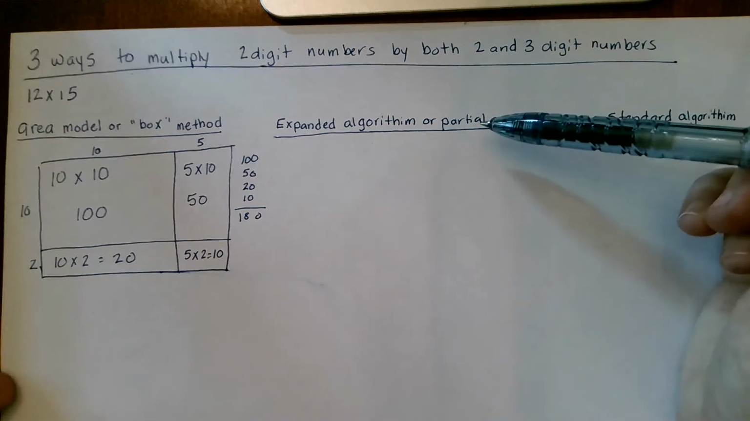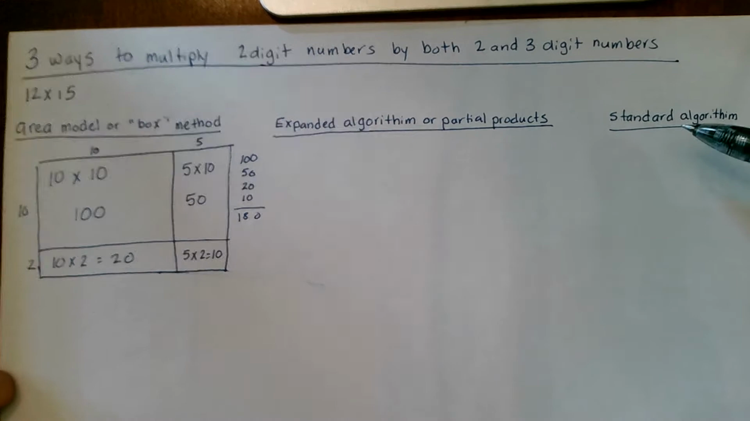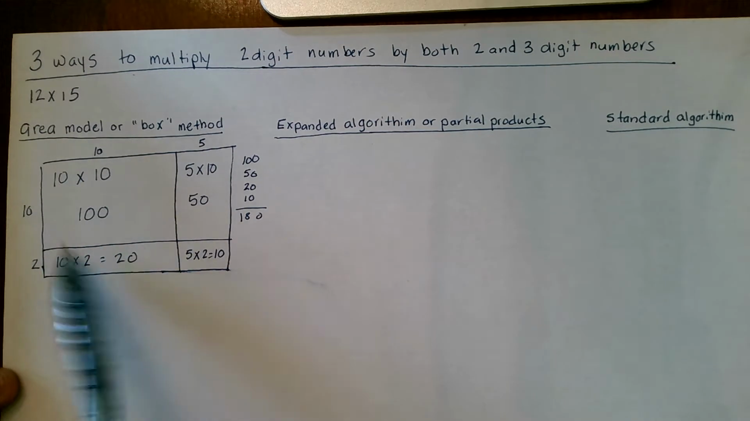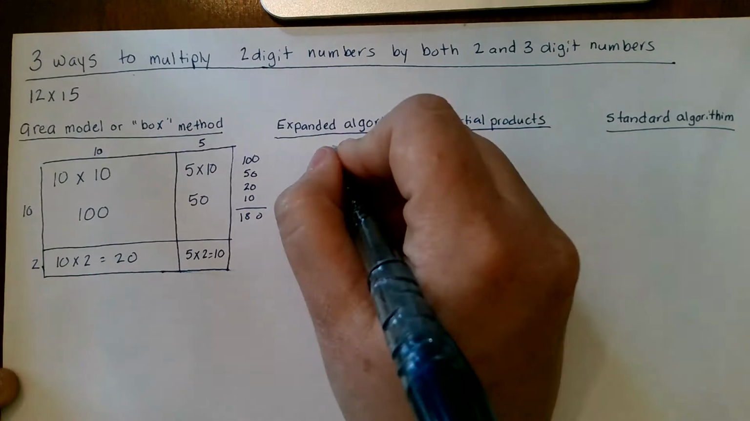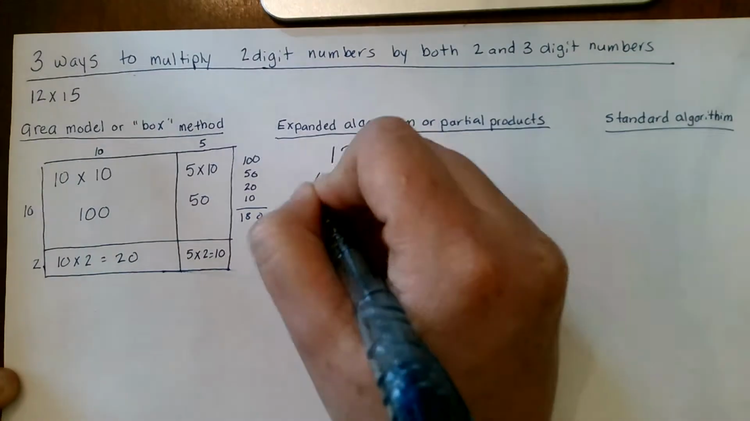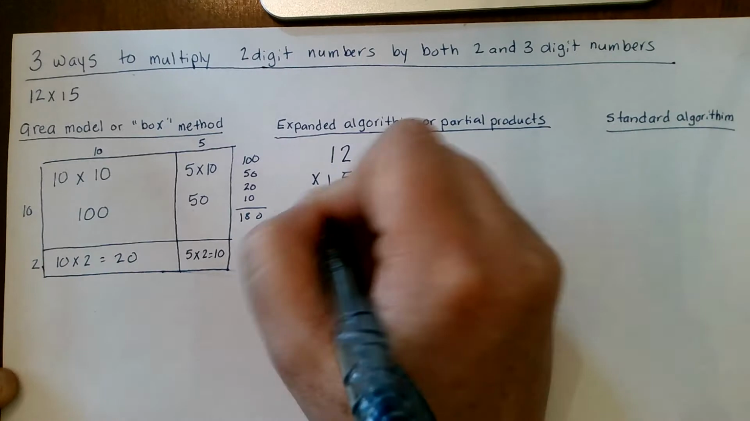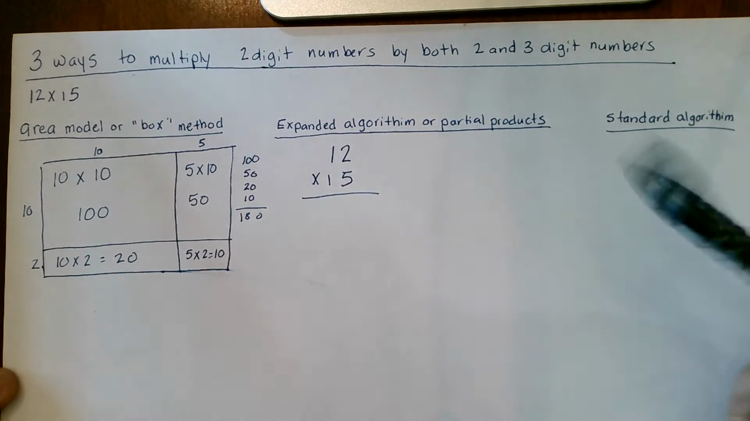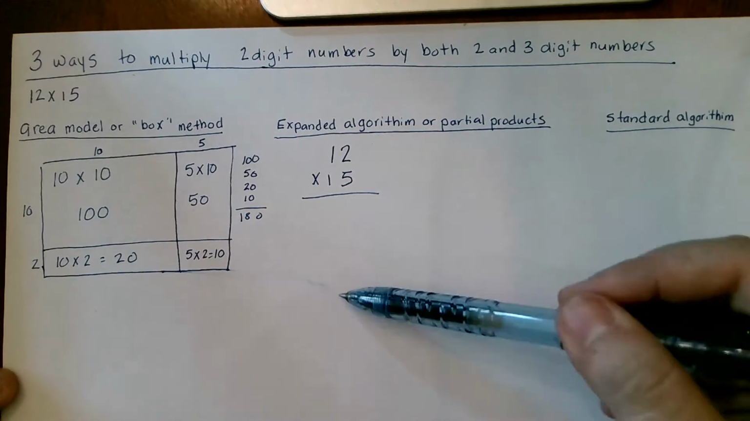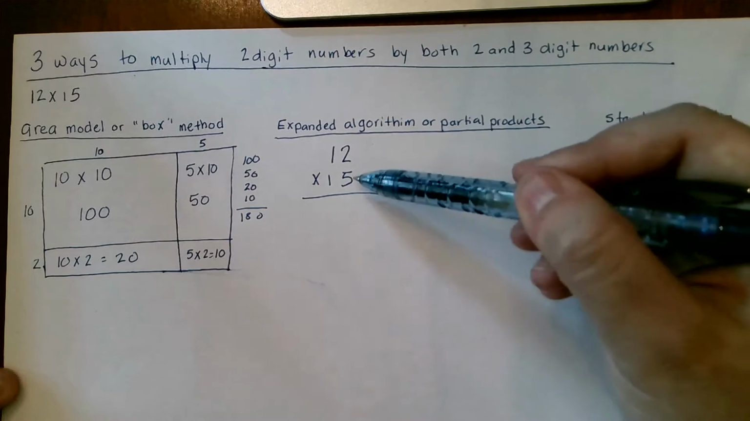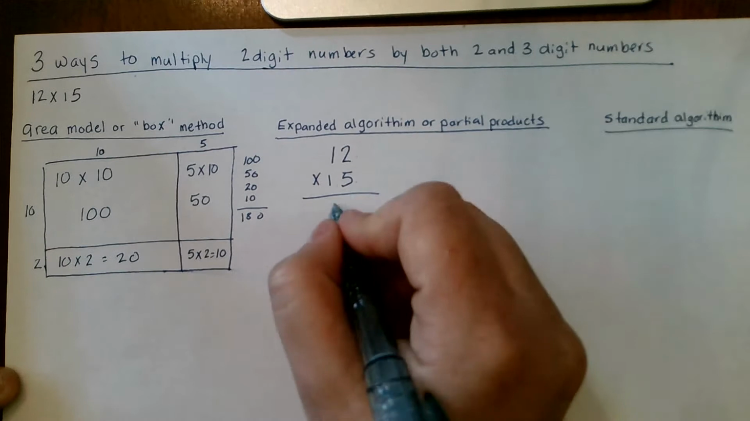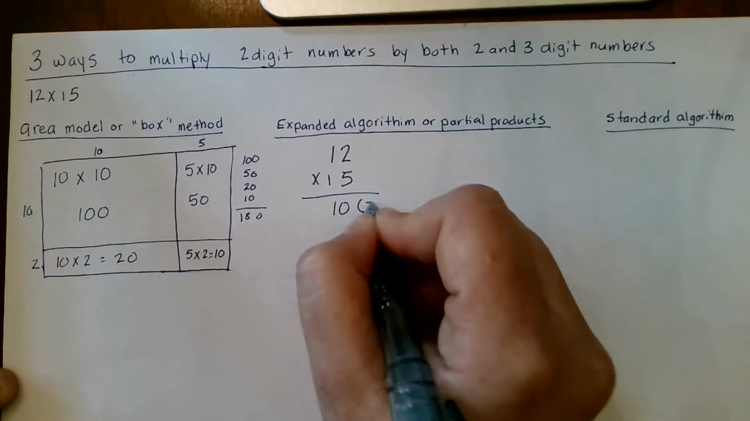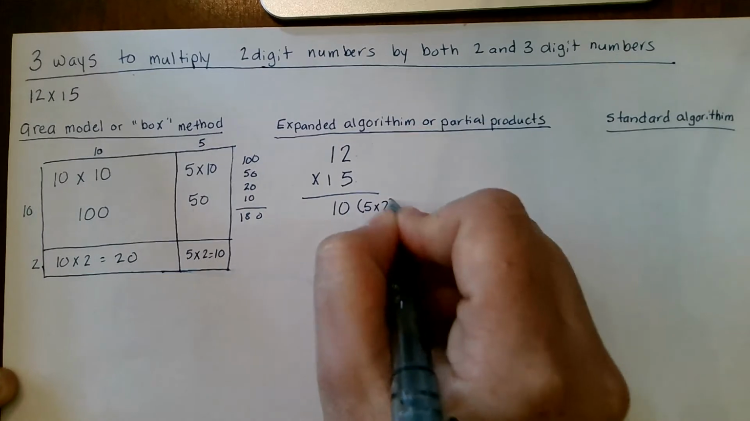Now with expanded algorithm, we're getting a step closer to the standard algorithm, but we're still breaking it apart like we did here in the box method. So we're going to write it out just like we would write out our standard algorithm. But when we multiply, we're going to write out each of the answers down on the bottom. So first we're going to do 5 times 2, which is the same thing we did here, which is 10. So that's 5 times 2.